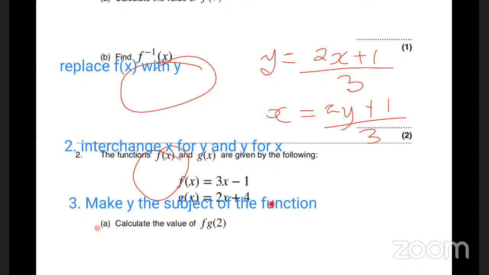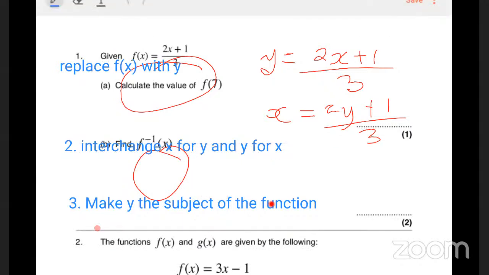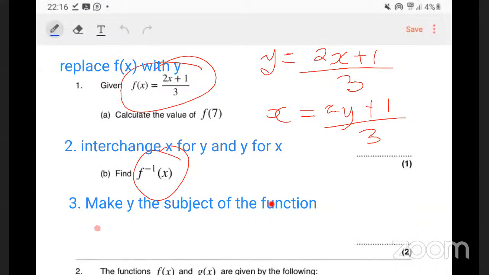All right, I'm trying to see if I could get this smaller, but no luck. So we're going to make y the subject of the function. In making y the subject of the function, one other thing is you realize that we have a fraction here, right? We're being divided by 3. So to remove that 3, the first thing we're going to do is to multiply both sides by 3.